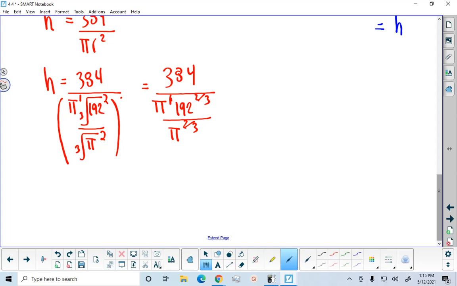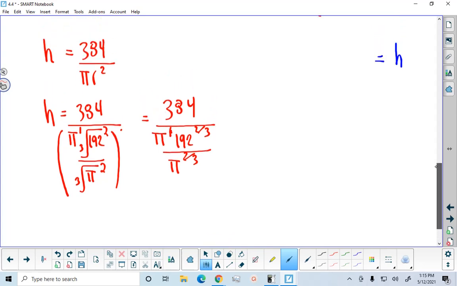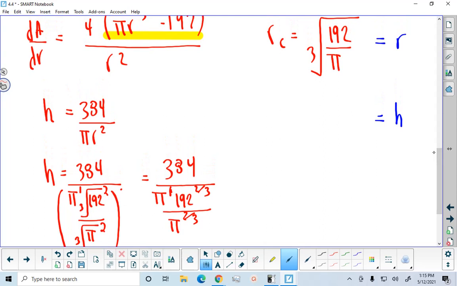How important is all of this? Well, not really important. We could just go to decimal form at this point, but I wanted to show it to you. So the height in simplified form is 384 over pi to the 3rd times 192 to the 2/3. And I don't think you need to simplify any of those further.